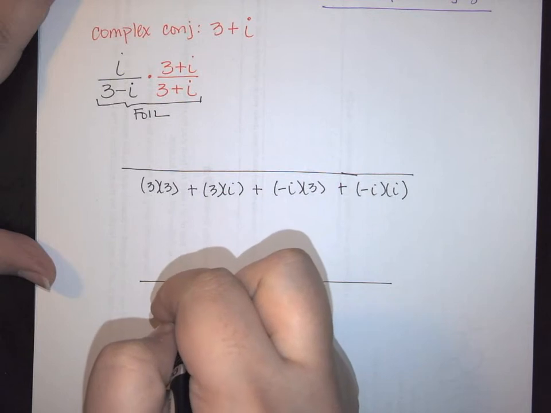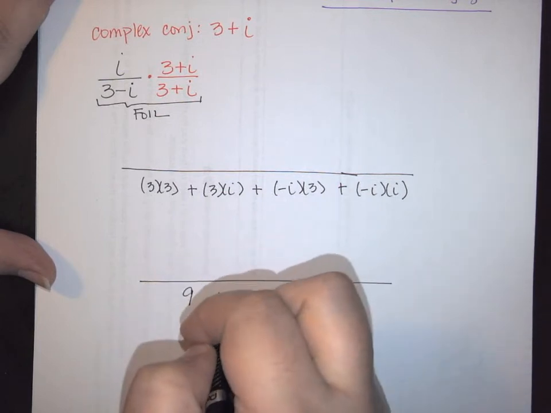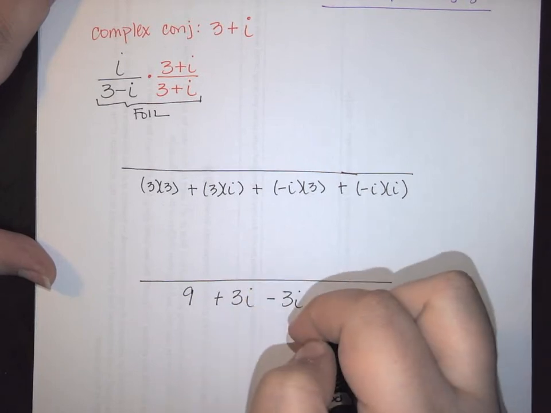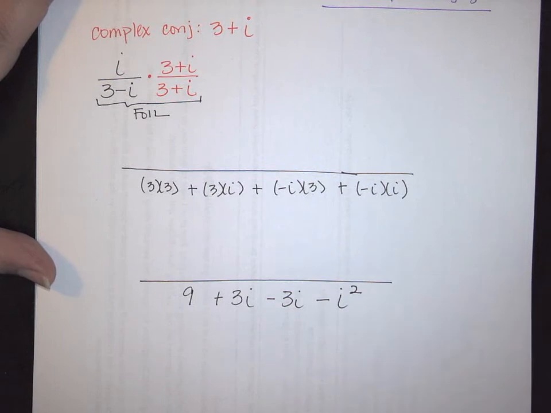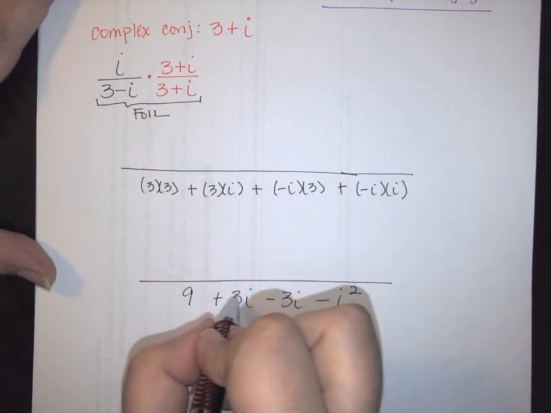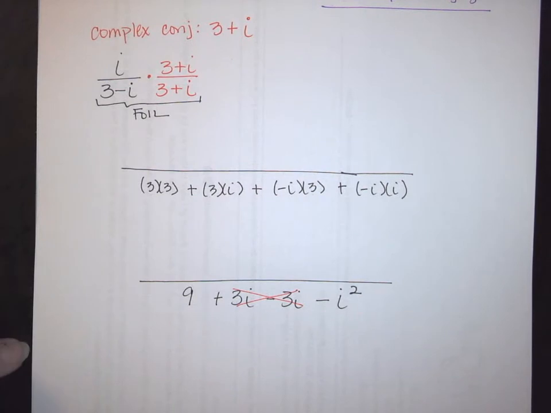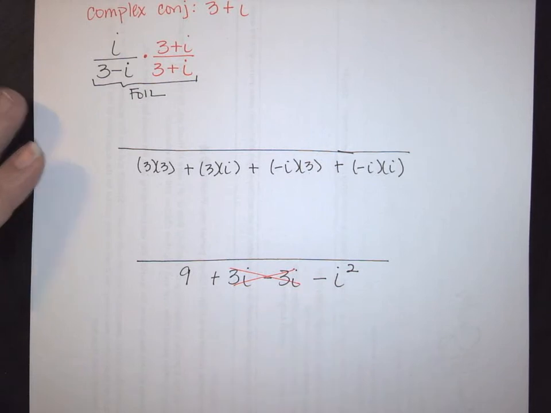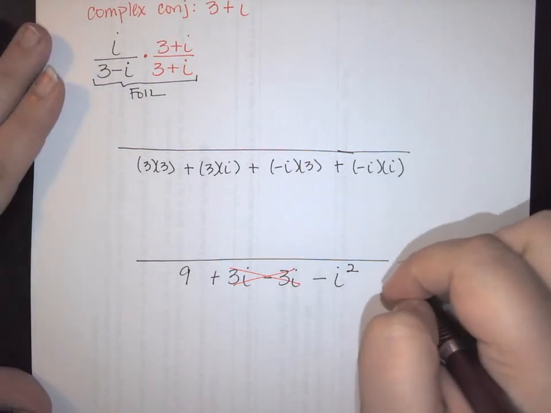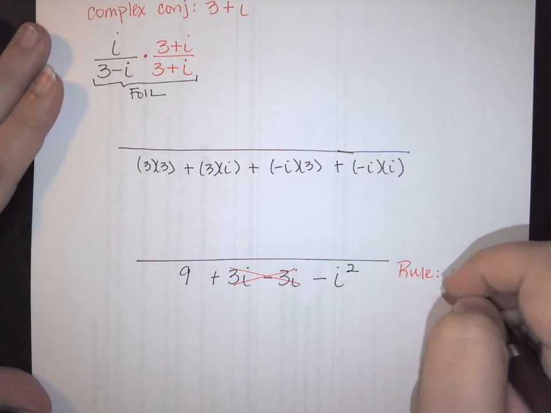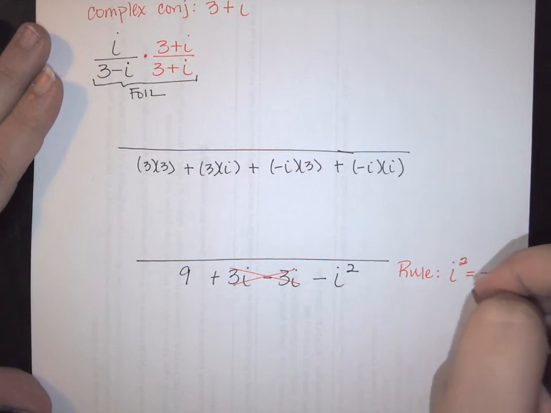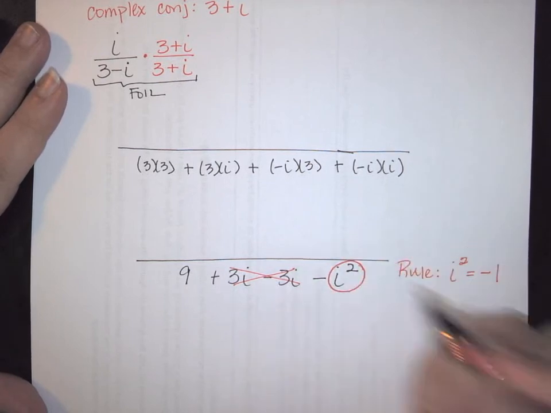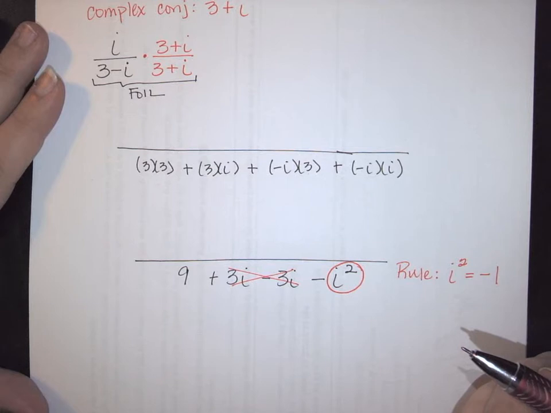So if we take a look at that, 3 times 3 is going to give me a 9. And this is going to be plus 3I minus 3I minus I squared. So if you look, these two middle terms will completely go away. Now, some may be thinking, hold up, I still have an I down here, so it didn't work. Well, that's not entirely true. We need to remember that we have a rule, and that rule says that I squared is equal to negative 1. Which means this I squared right here we have to replace because this equals negative 1.